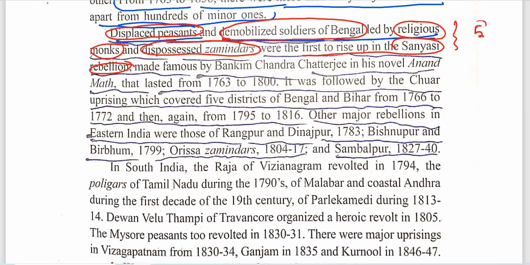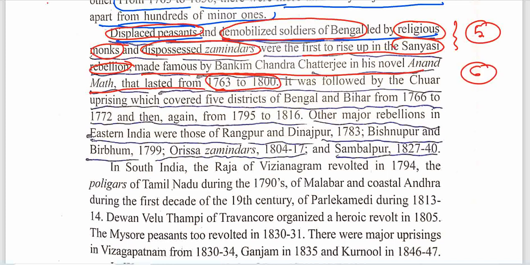I will definitely add it. And this entire Sannyasi rebellion is mentioned in the famous novel by Bankim Chandra Chatterjee, Anandamath. It lasted from 1763 to 1800. This is the timing when the Sannyasi rebellion happened. Okay, this is my section.